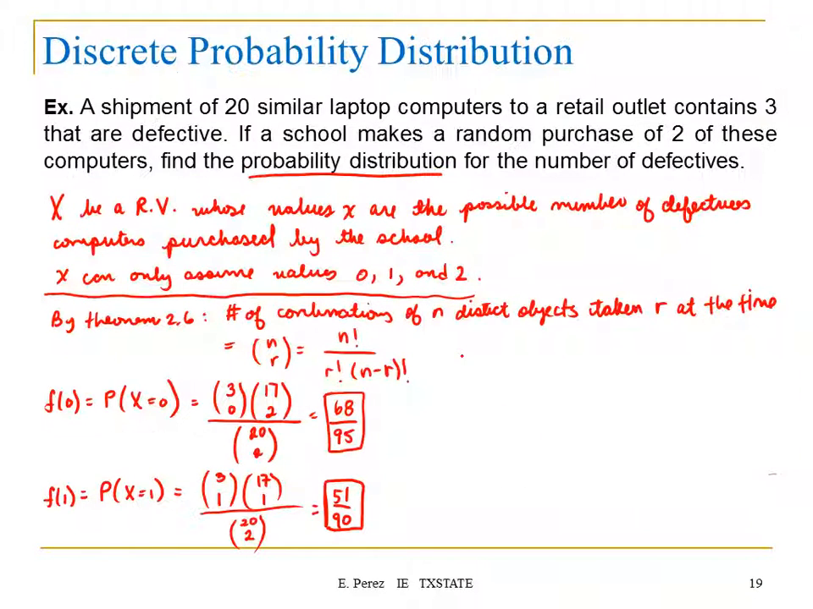And we can do the same thing for f of 2. This will happen when the probability of x equals 2. And this is equal to 3 choose 2: you select 2 defectives from the group of 3, and you select none from the group of 17, over 20 choose 2. And this is 3 over 190.